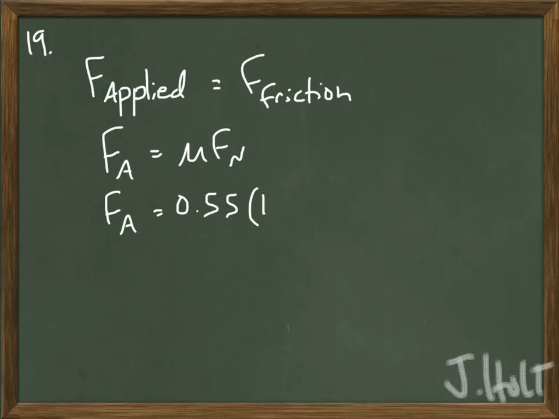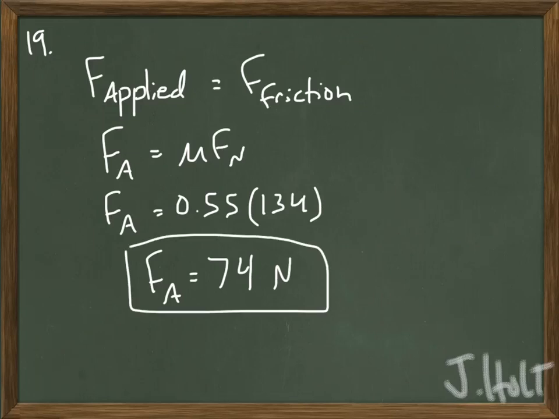Remember, at the moment that you start a box to move, the force applied is equal to the force of friction. So the force applied is equal to mu times the normal force. In this case, we know the normal force. It's given in the problem as 134. Remember that the normal force is the same as the force of gravity. So then we can simply solve for the applied force.